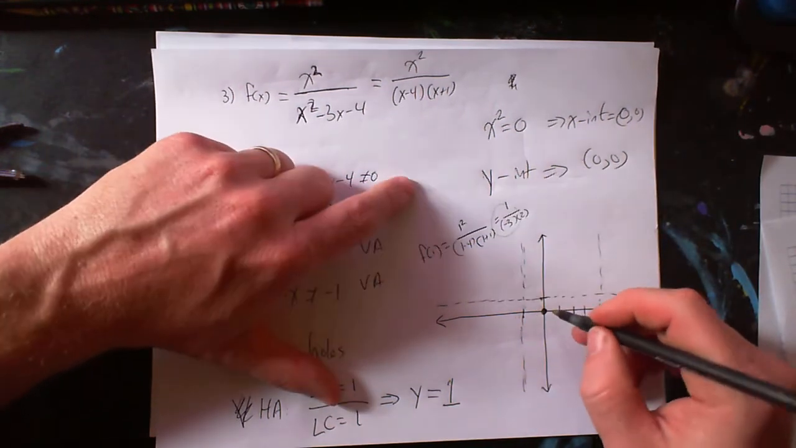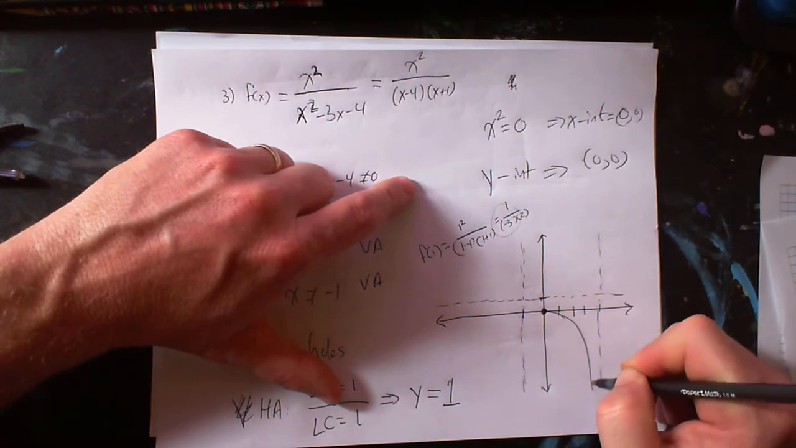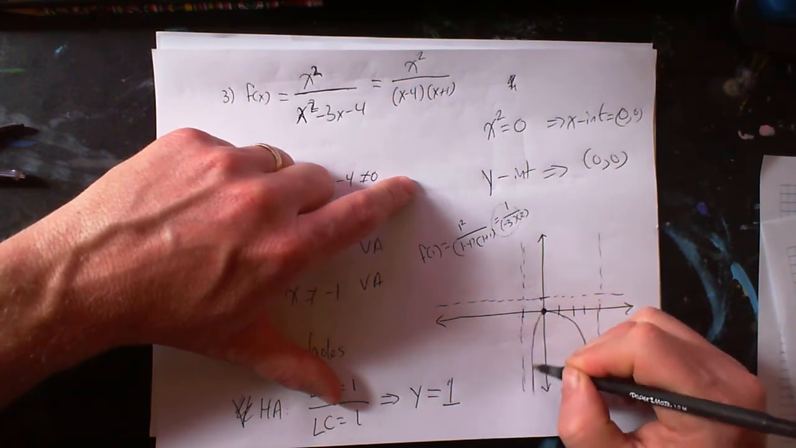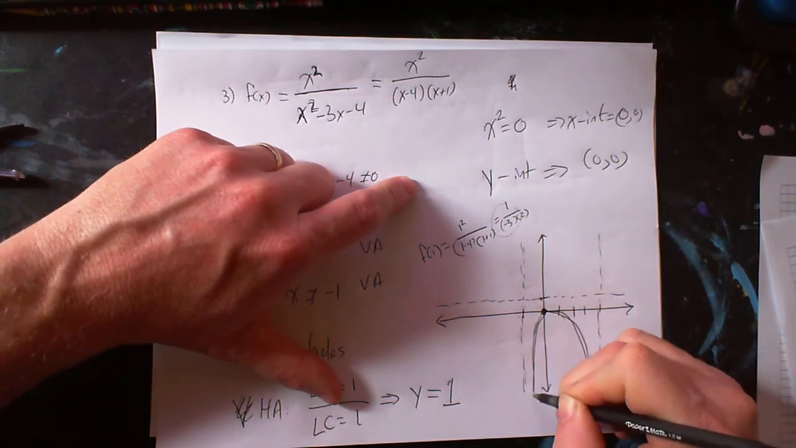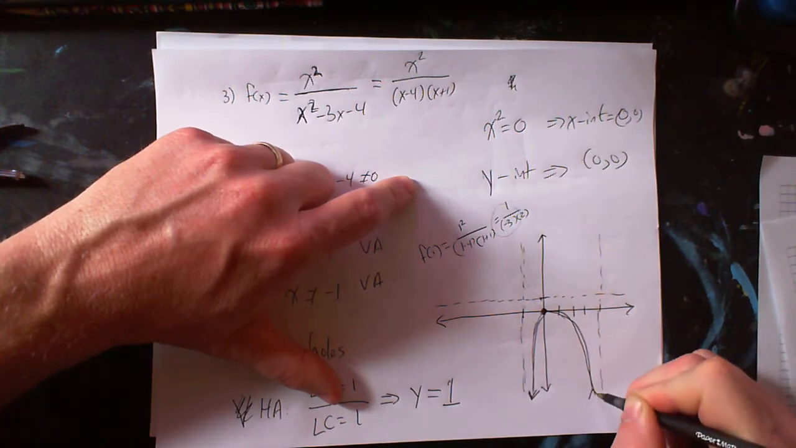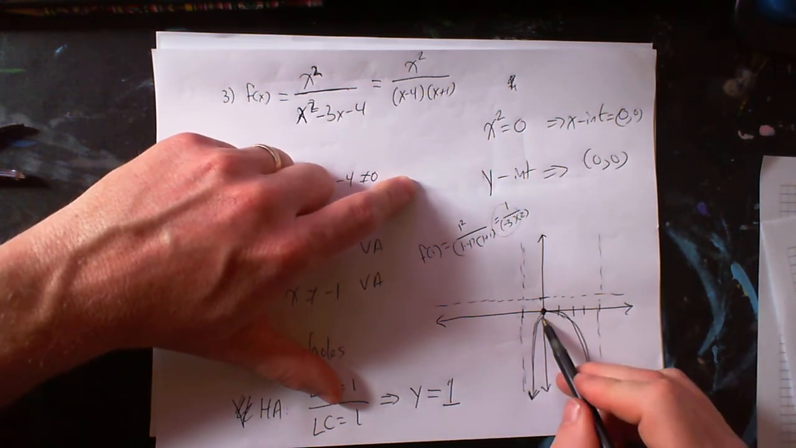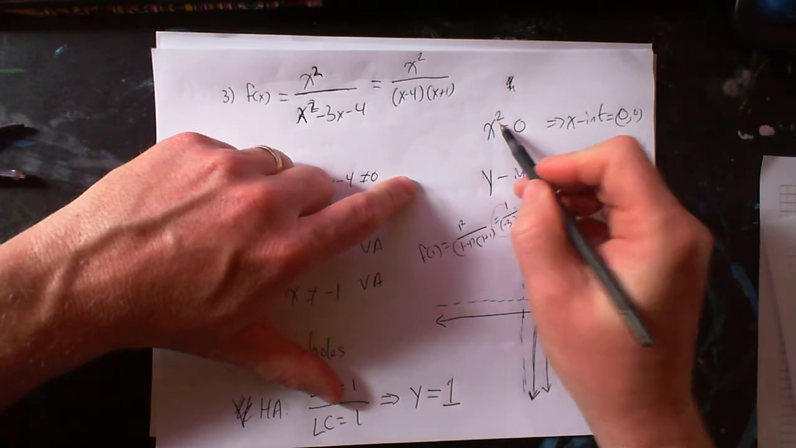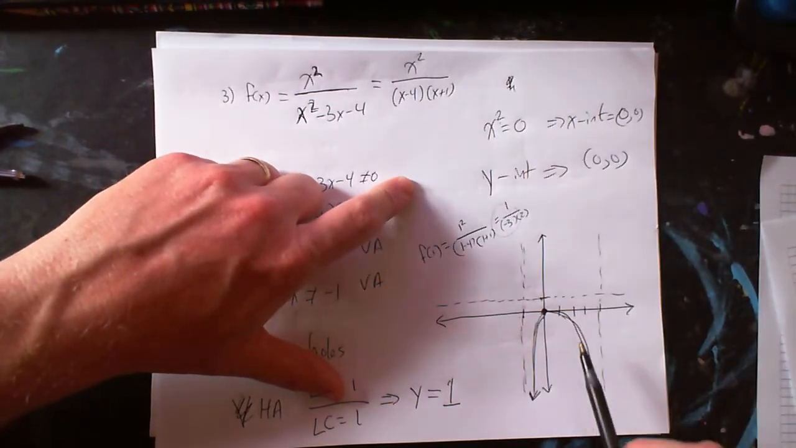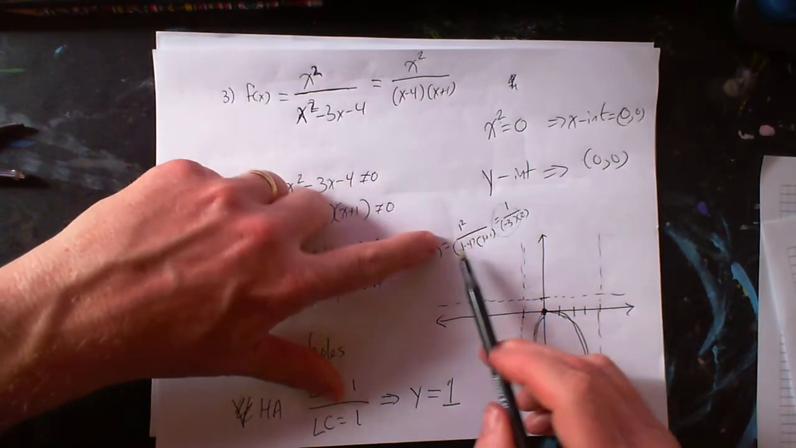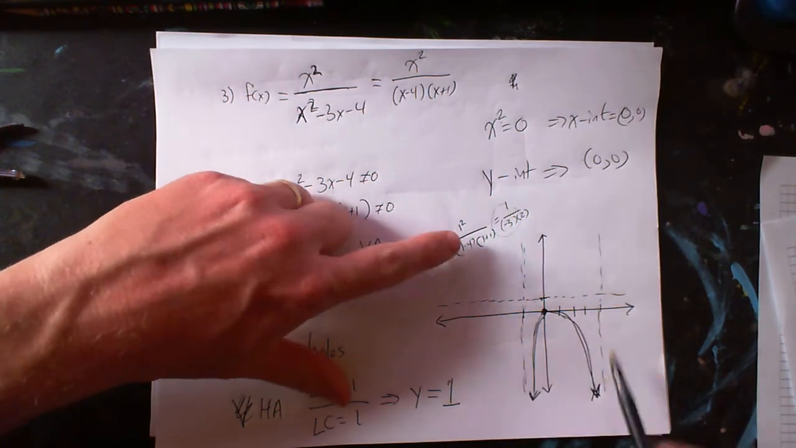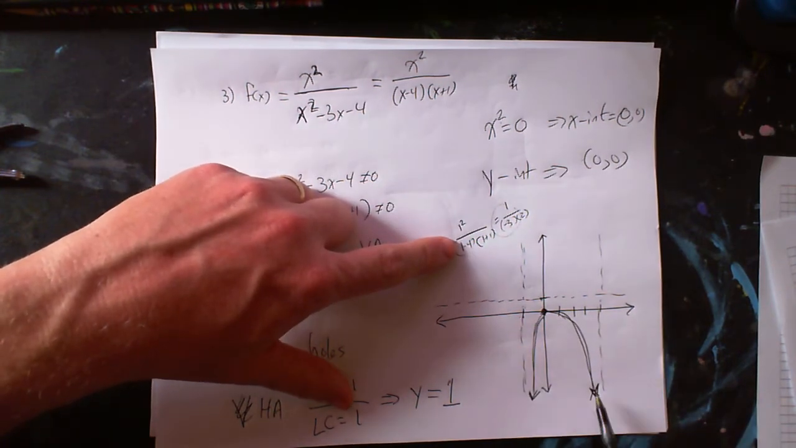So at 1 we are negative, which means this thing has to do something like that. We know it bounces because the x is squared, and it is below the axis because when we plug in the 1, we get out a negative number.